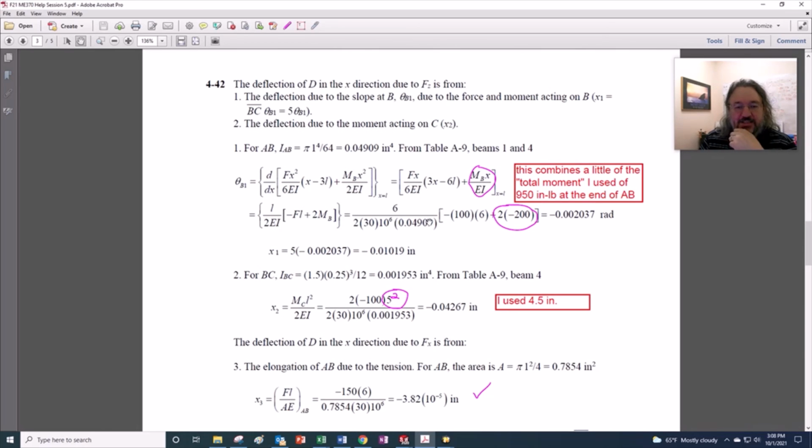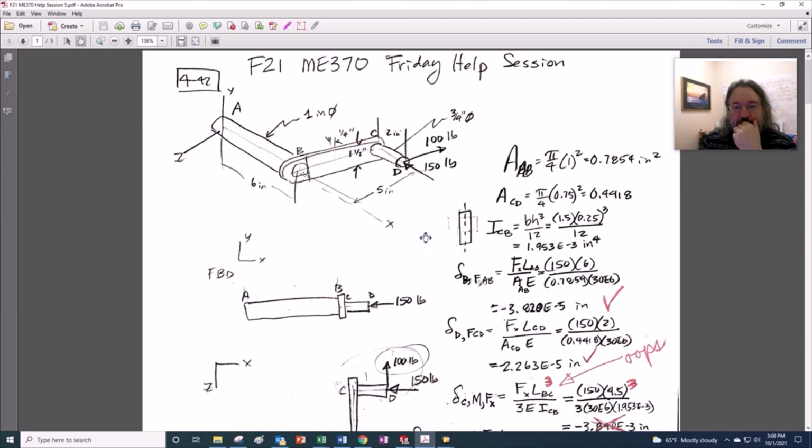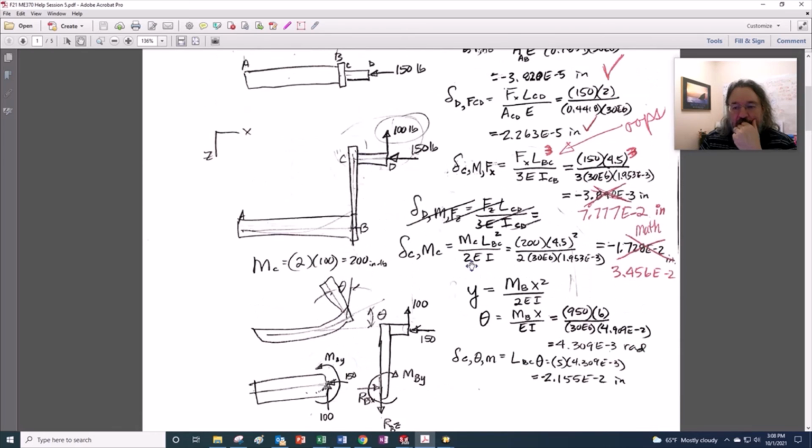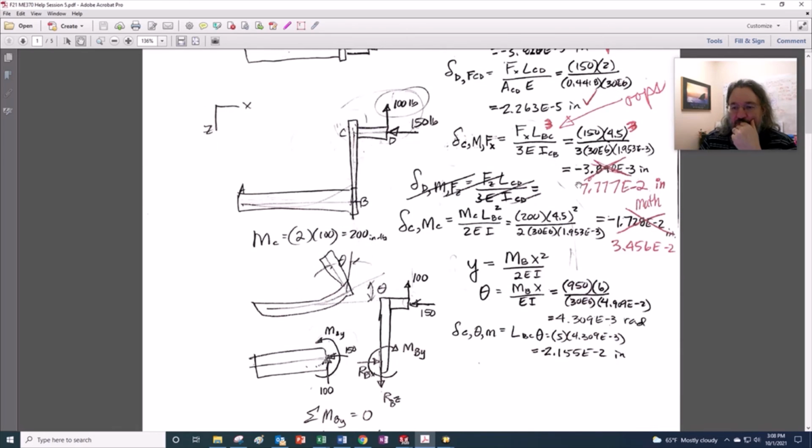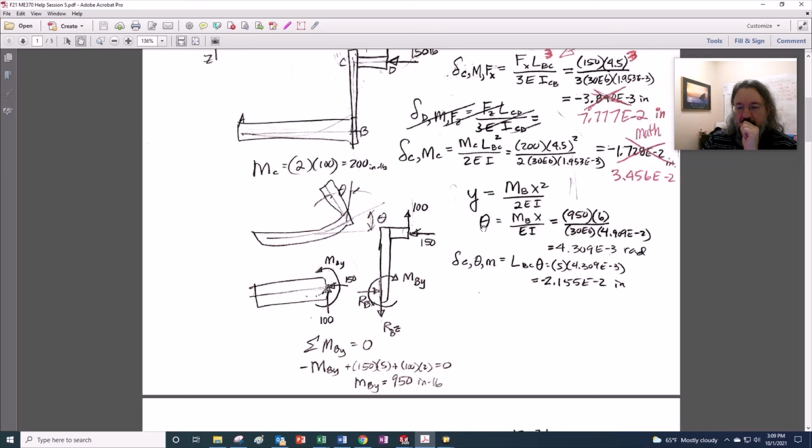But what they did do, they combined, all right, so back up to right here. I think they should have put in a little bit of bending of that end, which would have created a little bit of deflection, right? It was a moment on the end of this piece that bent it. So I don't think they included this piece right there.